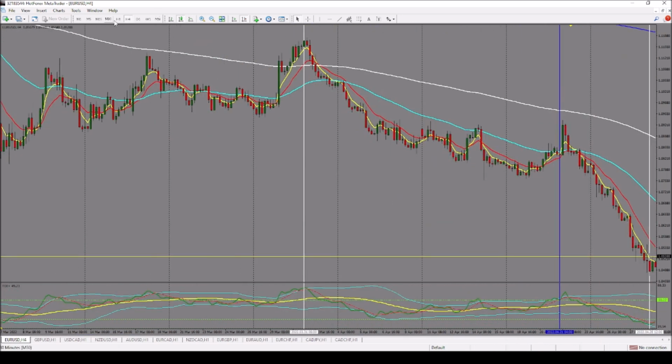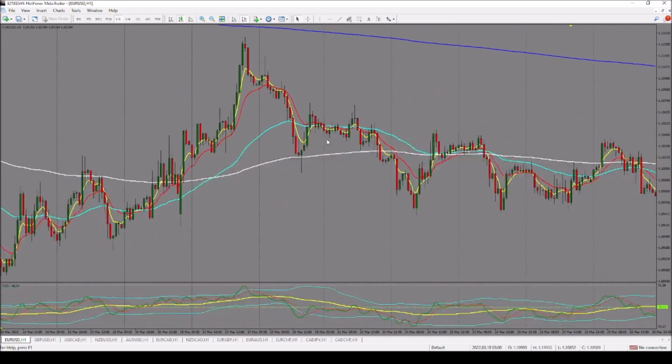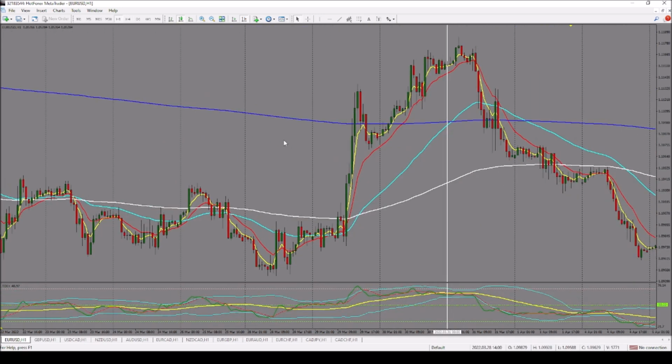We need to go on the H1 time frame, right? Like this. On the H1 time frame, we now need to see proof of divergence, right? Proof of divergence. And by that we mean on the price chart we can see the market actually going up, right? But on the TDI, it's telling us that the relative strength index is actually going down.